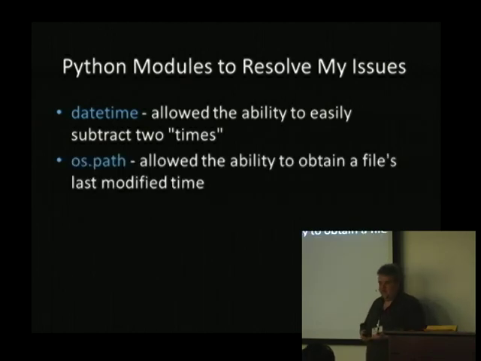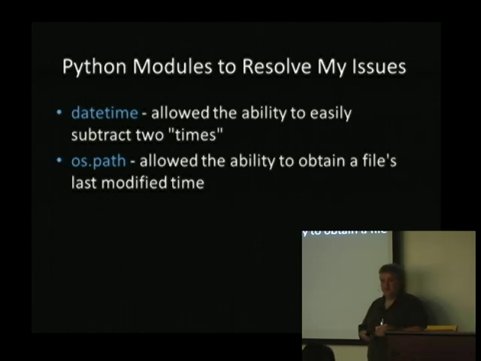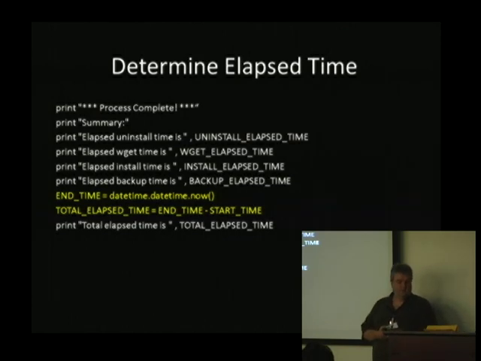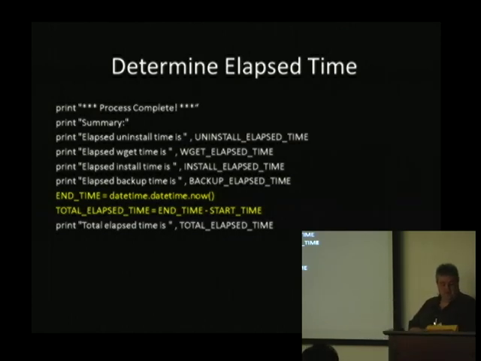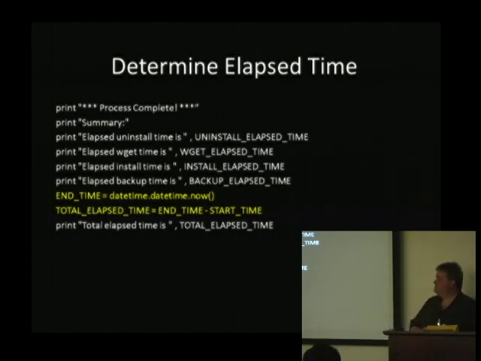The next one was called os.path. os.path allowed me the ability to obtain a file's last modified time, which was good for that file.err issue that I had. So now I can actually look at when that file was last modified, and then let the system do some math to tell me if that was modified today or if it was not. So here's some examples using this too to determine the elapsed time. You can see there in yellow, I have colored the first line that asks for datetime.datetime.now, and then that puts that current time, right when that operation is performed, into a variable called endTime.